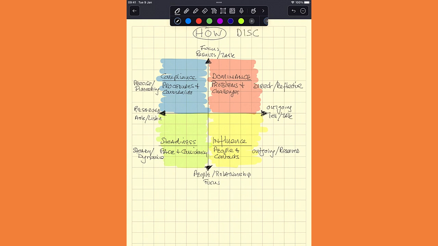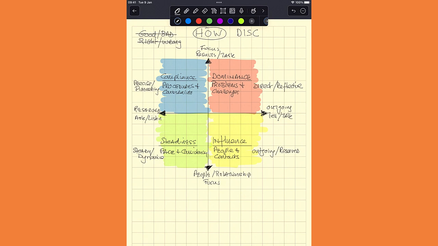None of these are better than the others. There's no good or bad, right or wrong. There just is. And what we're interested in is how does one work? What combination of these allows somebody to have that unique style that they have?